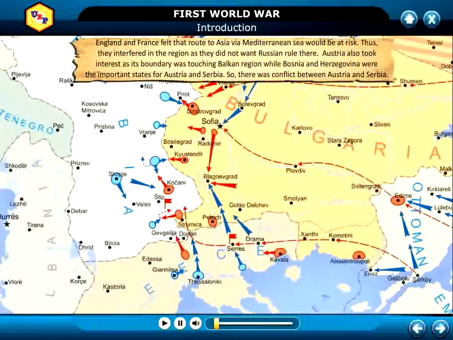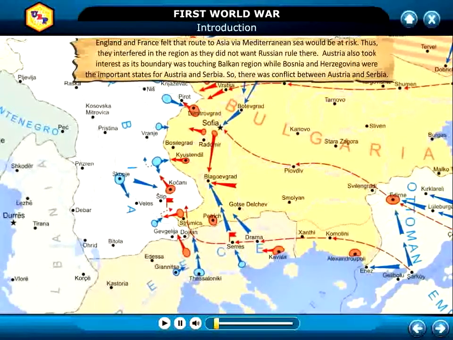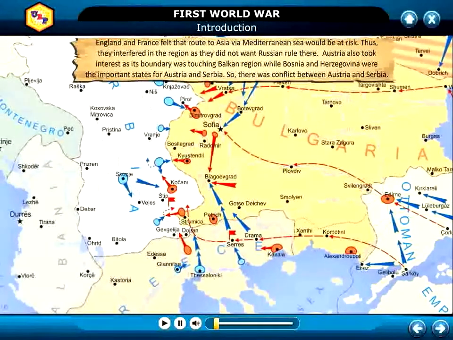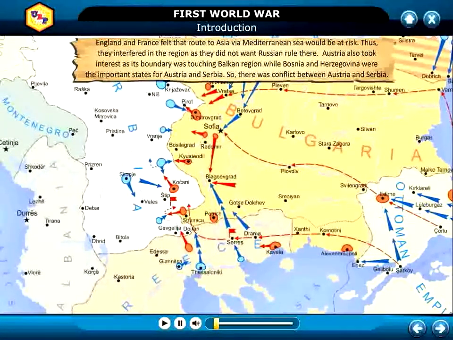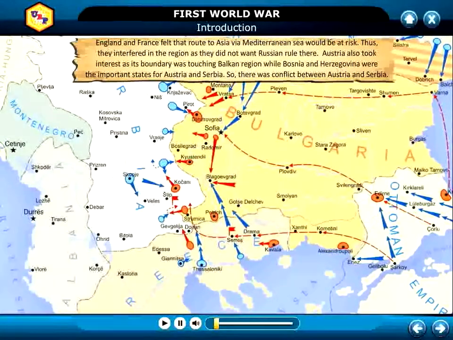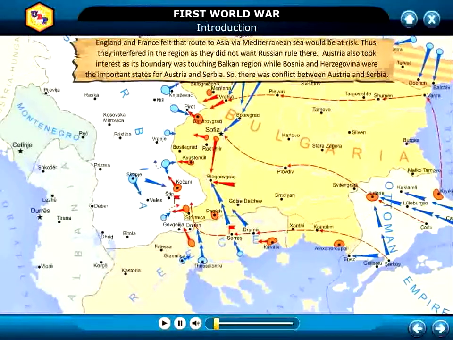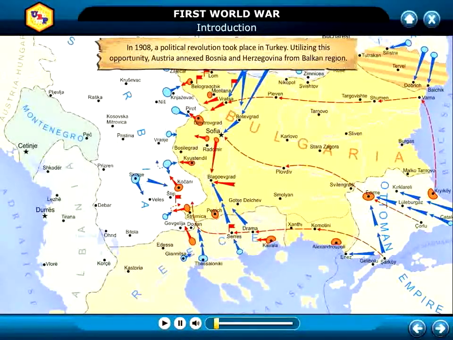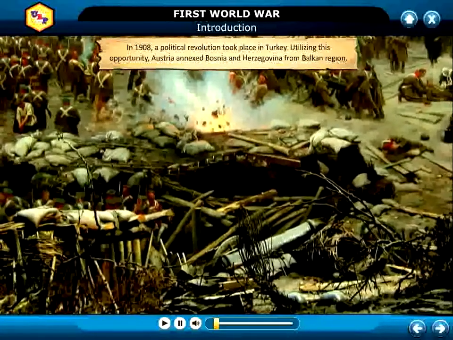England and France felt that route to Asia via Mediterranean Sea would be at risk. Thus, they interfered in the region as they did not want Russia rule there. Austria also took interest as its boundary was touching Balkan region, while Bosnia and Herzegovina were the important states for Austria and Serbia. So, there was conflict between Austria and Serbia. In 1908, a political revolution took place in Turkey. Utilizing this opportunity, Austria annexed Bosnia and Herzegovina from Balkan region.